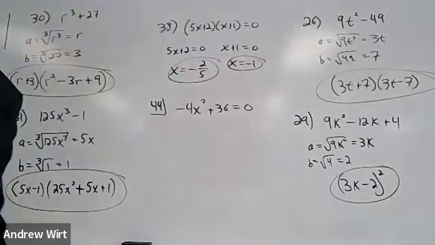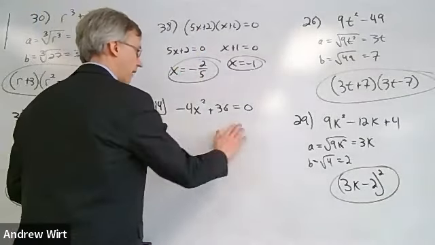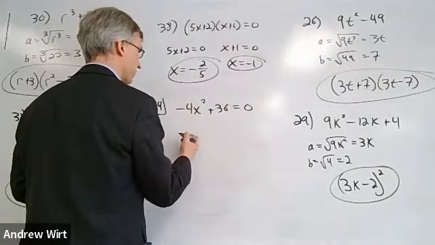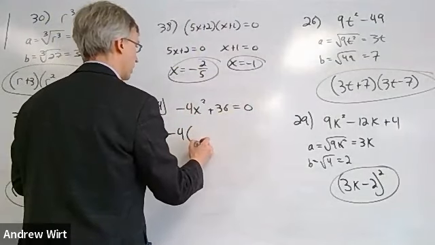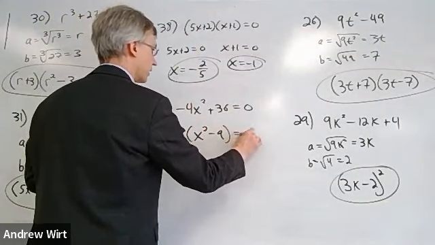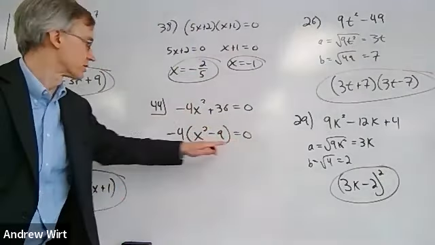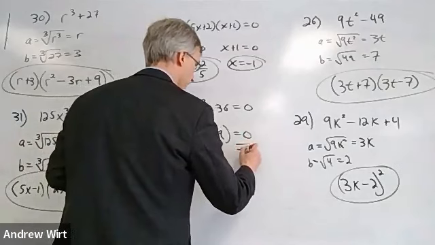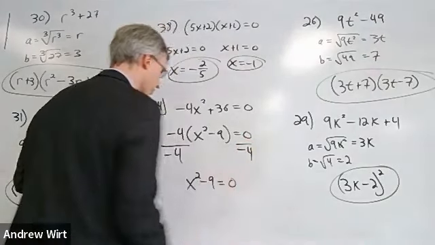This one will require some factoring. Right off the bat, we can factor out a GCF, because 4 divides evenly into 4 and 36. In fact, I'm going to factor out a negative 4. Now I'll turn this into x squared minus 9 equals 0. The nice thing about having an equation equal to 0 is we can just divide by any constants out front, so divide both sides by negative 4. Those go away, and we get x squared minus 9 equals 0.